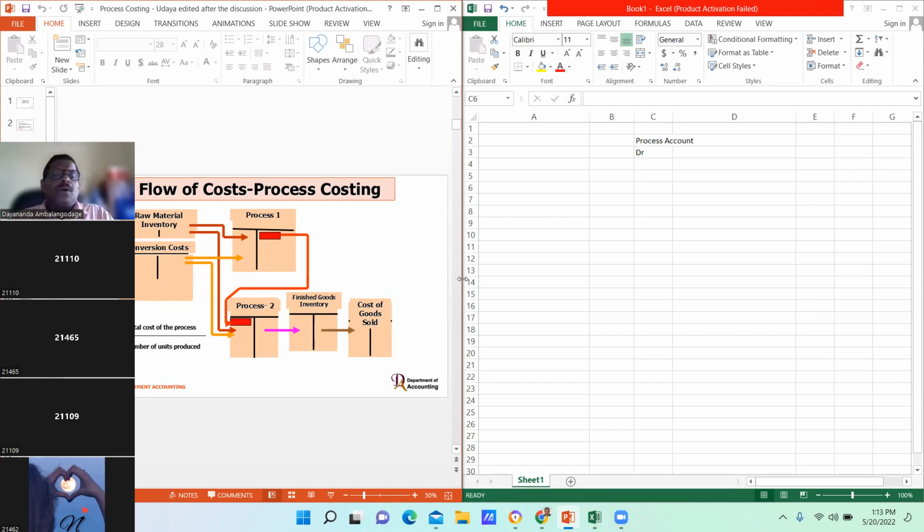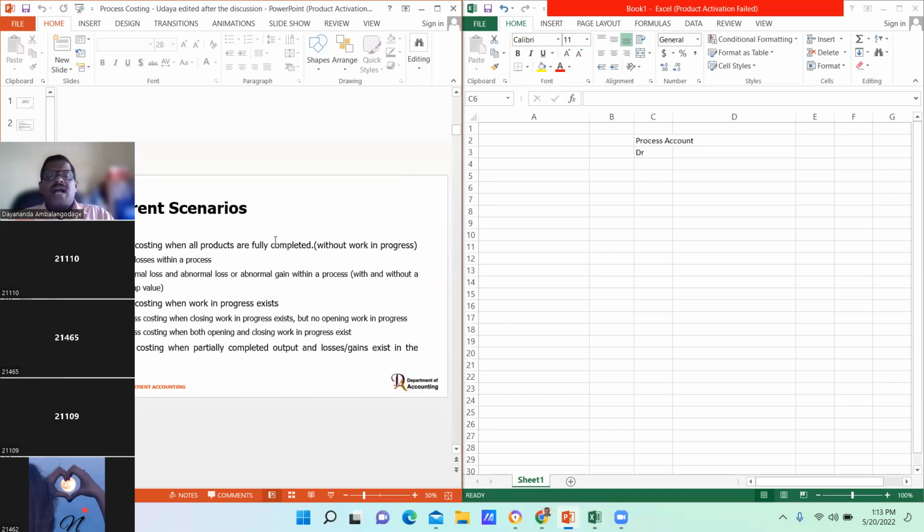How do you calculate the unit cost? Normally, you take the total cost of the process divided by the number of units produced. That's the weighted average, simple weighted. Total cost you divide by the number of units.